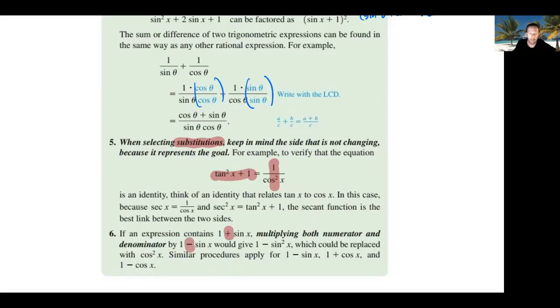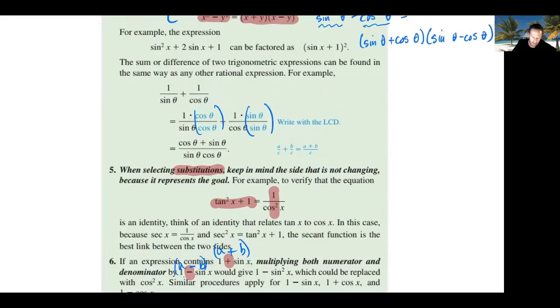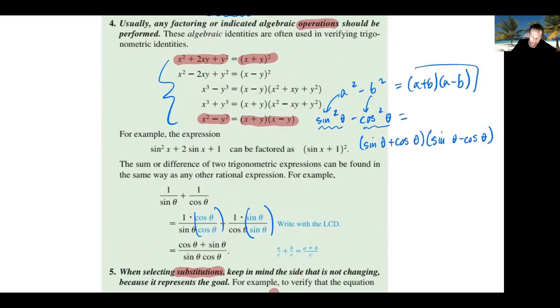by this thing called the conjugate. And it's not the opposite, because the opposite of a positive 1 would be a negative 1 in the negative sine x. So we're only changing the sign in the middle of these. And hopefully you can recognize those as an a plus b and an a minus b. Because when we multiply those things, that's just working the opposite direction that we did over here.